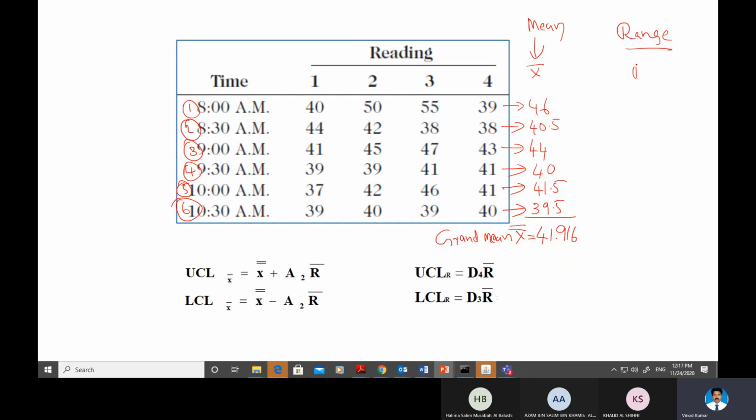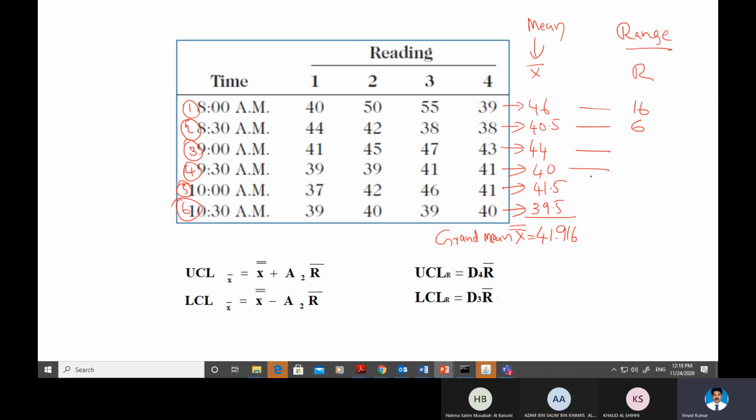Remember, range is represented by R. Can you calculate what is the range here? You take maximum. Maximum is 55. Minimum is 39. Difference between maximum and minimum: 55 minus 39. How much? 16. Similarly, next one. 44 is maximum, minimum is 38. How much? 6. So maximum minus minimum.